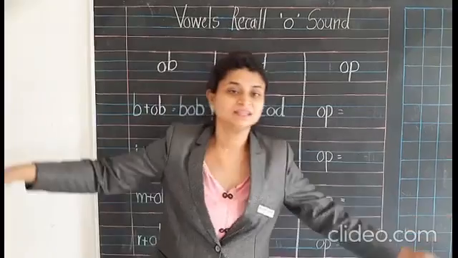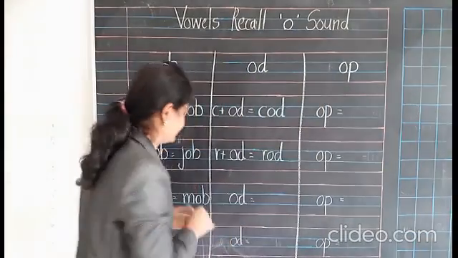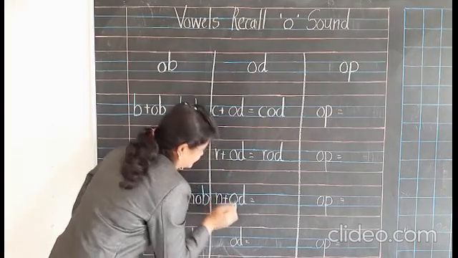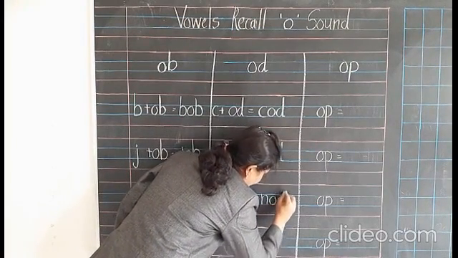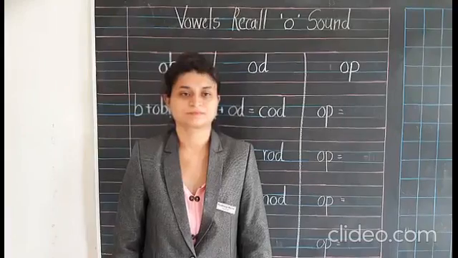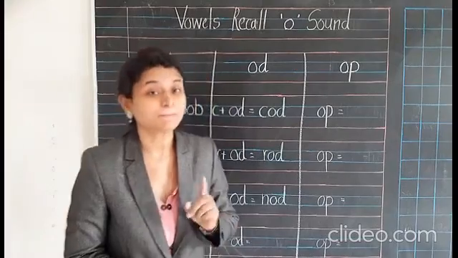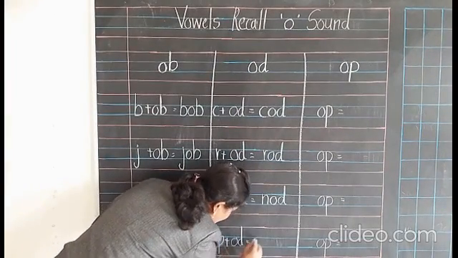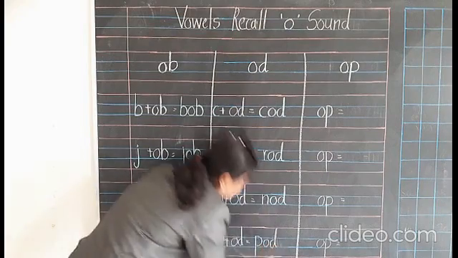Next is, correct, N. For N. N, O, D, nod. N, O, D, nod. Correct. For P. P, O, D, pod. P, O, D, pod.